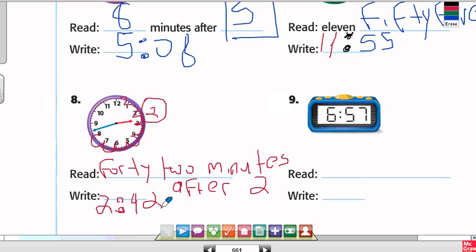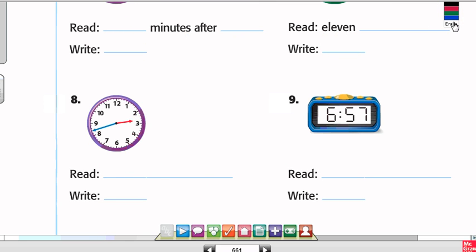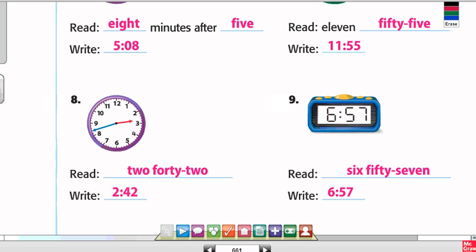That's how many minutes? 57. So I'm going to write 57. You could write 57 minutes after 6, or you could write 6:57. It's the same thing. So it's kind of shorter. It's probably easier to write just 6:57.